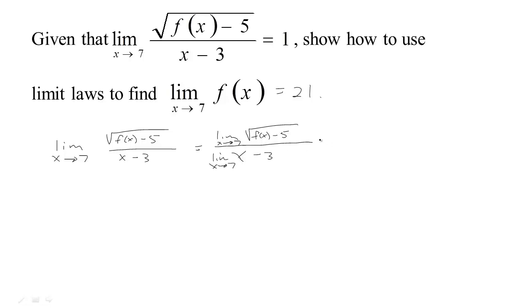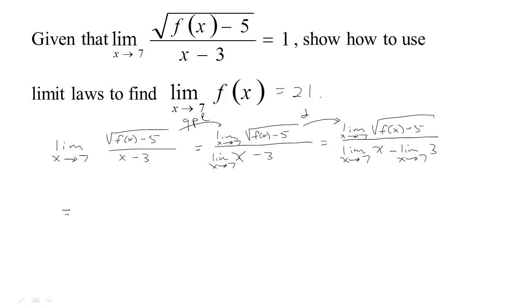Now let's just work on this bottom part for a second. This is the limit of a difference, and the limit of the difference is the difference of the limits. So on top, I'm going to leave this alone for a second while I focus on what's going on down below. Down below we have the limit as x tends to 7 of x minus the limit as x tends to 7 of 3. And so from here to here we've applied the quotient property for limits. I'll call it the QPL. Now we've applied the difference property for limits to get here.